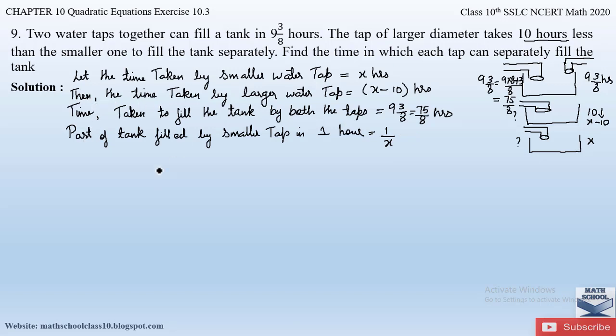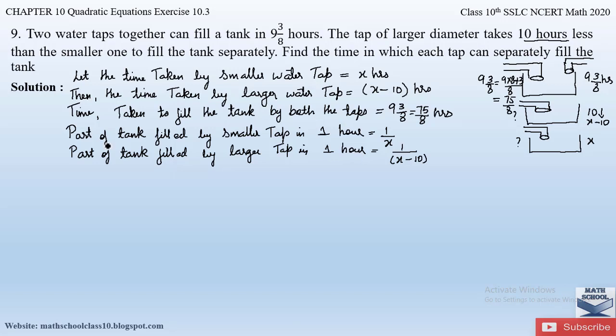Similarly, let us take the tank filled by the larger tap in 1 hour will be 1 by x minus 10. So write down the part of the tank filled by the larger tap in 1 hour. This will be 1 by x minus 10. This is the amount of tank filled in 1 hour.